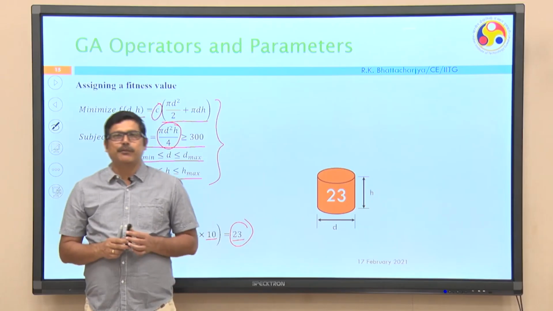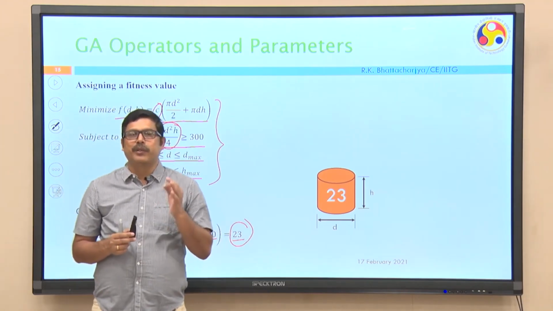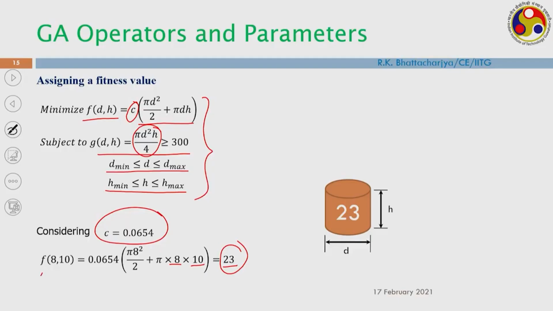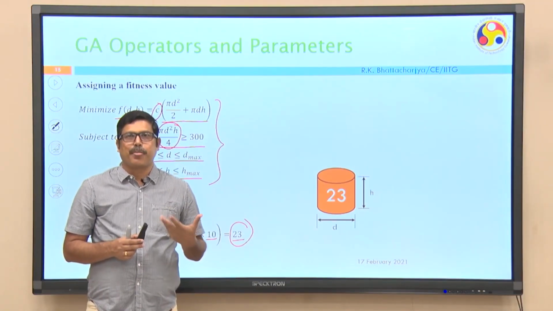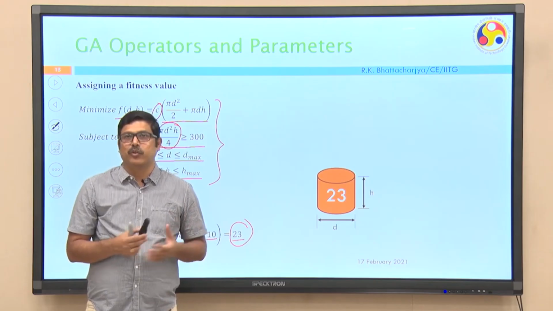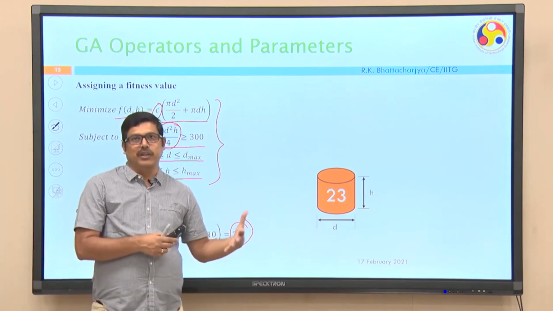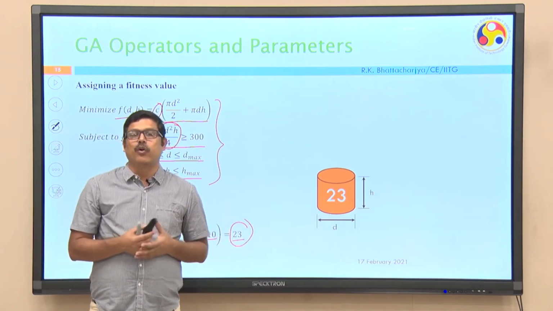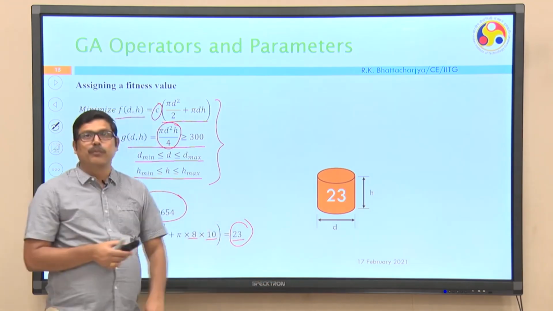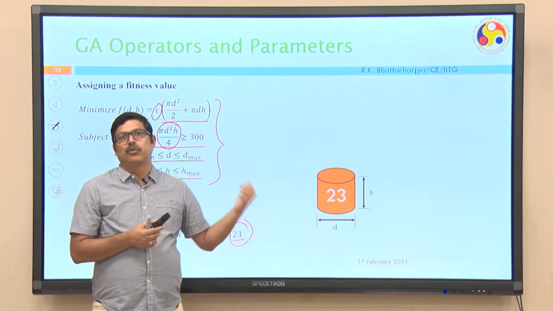Now, the question is, in this particular problem, what are we doing here? We are trying to minimize the cost, and therefore if the objective function value is lesser, that means that is the better solution. Suppose now it is 23. If I have another solution, another D and H, and I am getting 24, then 23 is the better solution because the cost is less. The concept is that if this value is lesser, the solution is better.